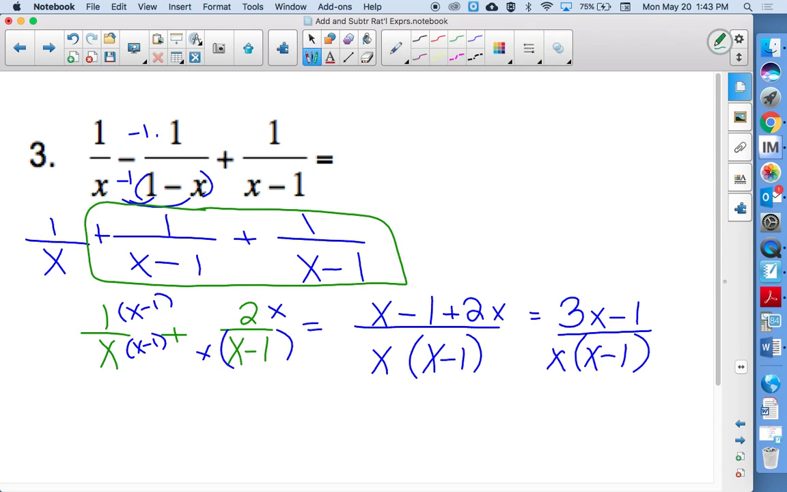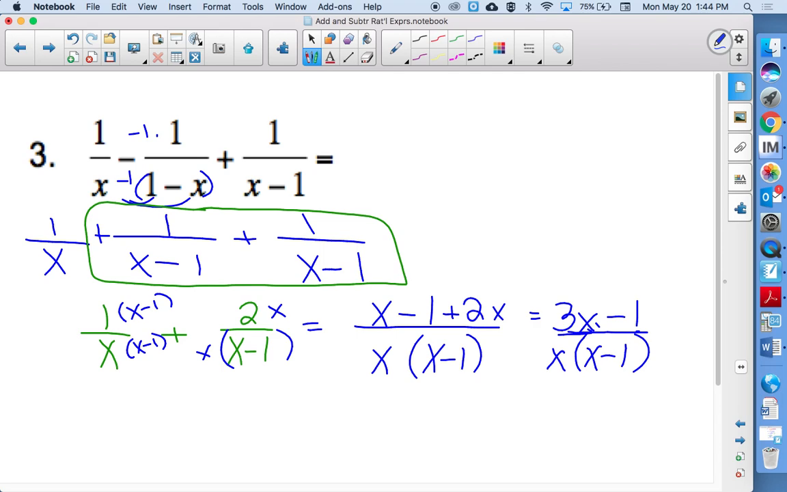Can anything be canceled or reduced? No. If there were parentheses here, then yes. But the 3 is attached to only the x. There are no parentheses. So it just stays as 3x combined together and then the minus 1. So don't over cancel things that can't be canceled. 3x minus 1 is different than x minus 1.